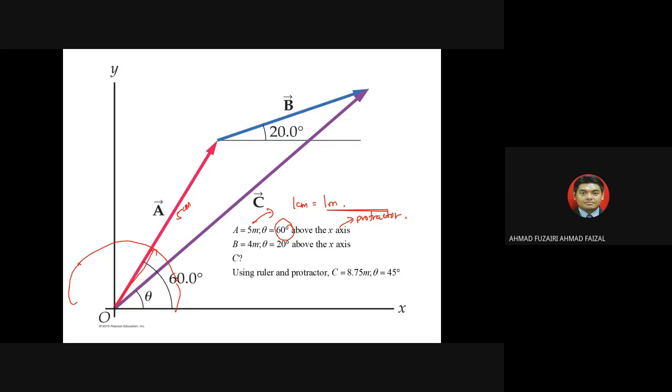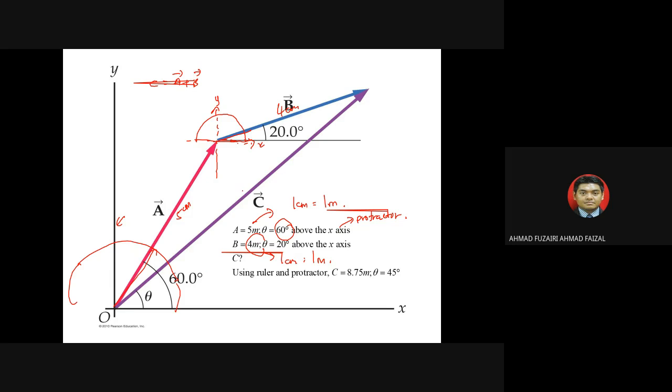Then afterwards, for vector B, because we know vector C is vector A plus vector B, at the tip of vector A you draw another imaginary axis, not really imaginary, like this one. So this should be your x or your y. And then you have 4 meters, so with 1 centimeter equals 1 meter, this one is 4 centimeters long. And of course, you put your protractor over here to find the theta, 20 degrees.